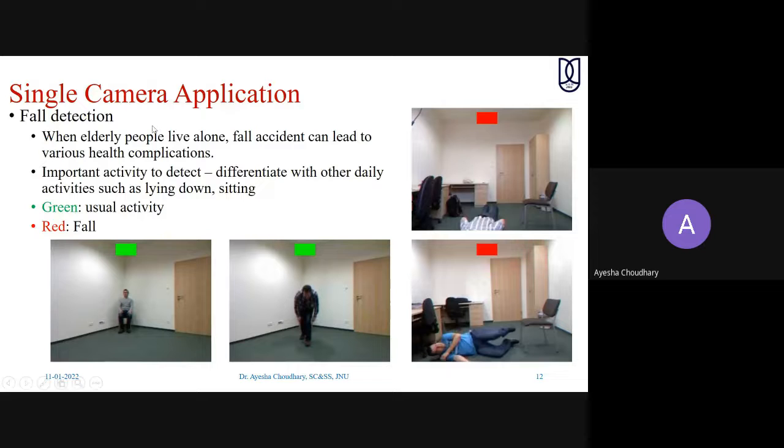And therefore, one of the biggest challenges in this work is to find out correctly when a fall is happening, because if an alarm system is continuously raising an alarm, saying that a fall has happened when a fall has not happened, people will sort of stop paying attention.